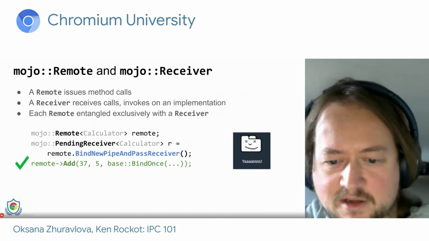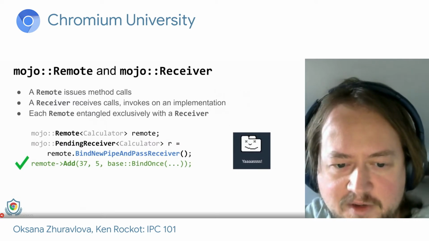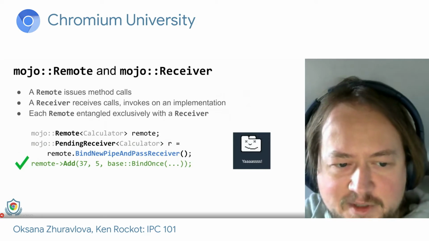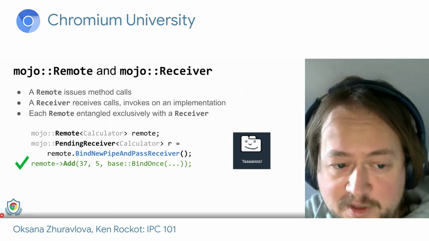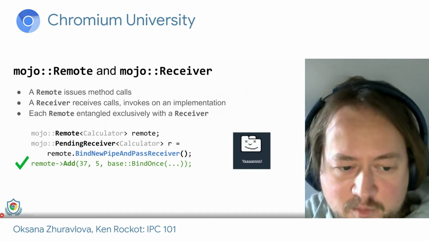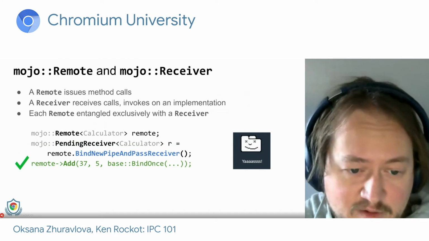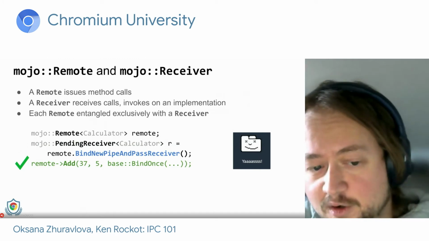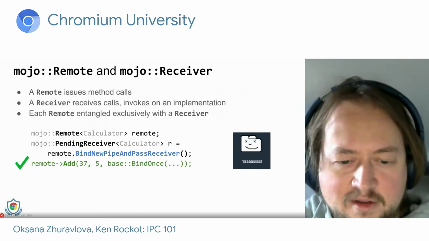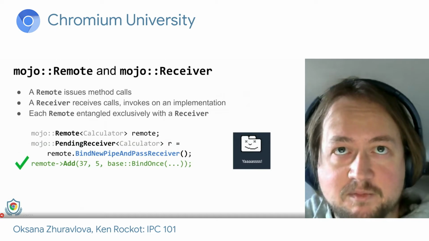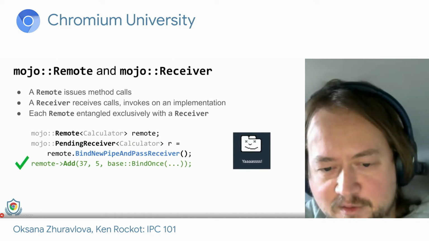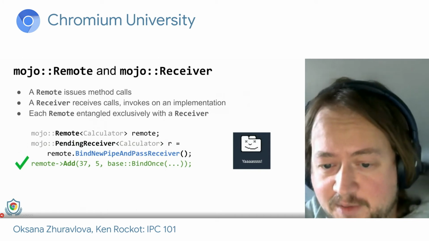The most common and convenient way to bind a remote is to call this very long function named BindNewPipeAndPassReceiver. What this does is turn the remote into a real functional remote that is in what we call a bound state, which means you can immediately start making calls on it, like this add call. It also returns what is called a pending receiver, which is almost a receiver, but not quite. But it is entangled with the remote, kind of permanently entangled with the remote. So any call that's made on the remote is going to arrive at this pending receiver.